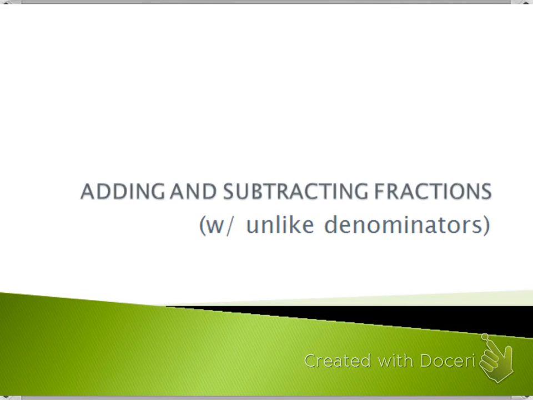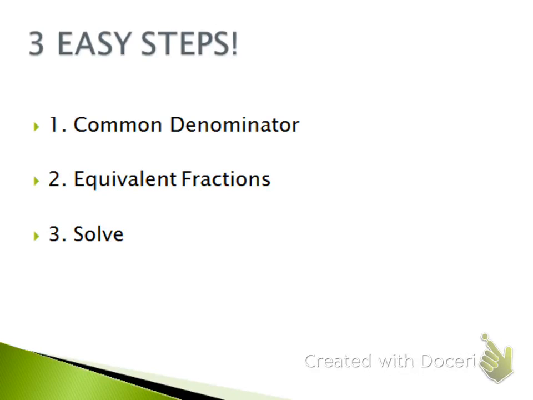Alright, today I'm going to be showing you guys how you can add and subtract fractions with unlike denominators. And we're going to add and subtract fractions with unlike denominators using three simple, easy steps. We're first going to find common denominators. Second, we're going to change the original fractions into new equivalent fractions using the common denominator. And the last step, the third step, is solve. And that's my favorite because after we do that, we will have an answer.